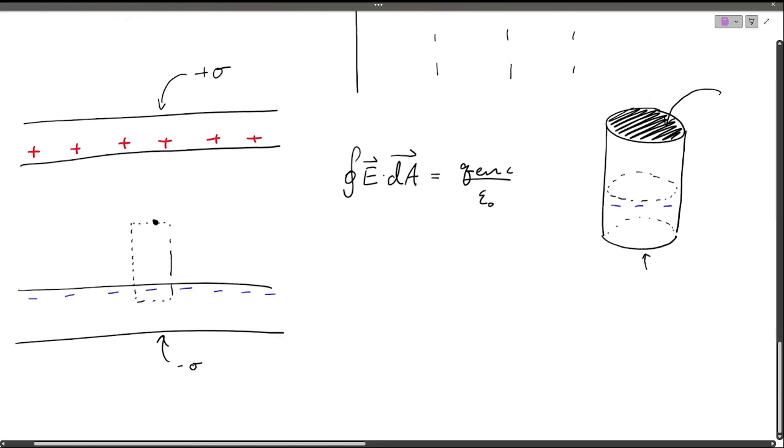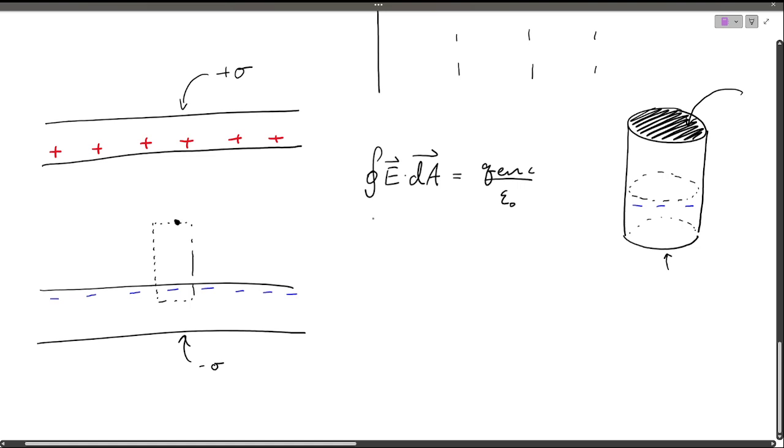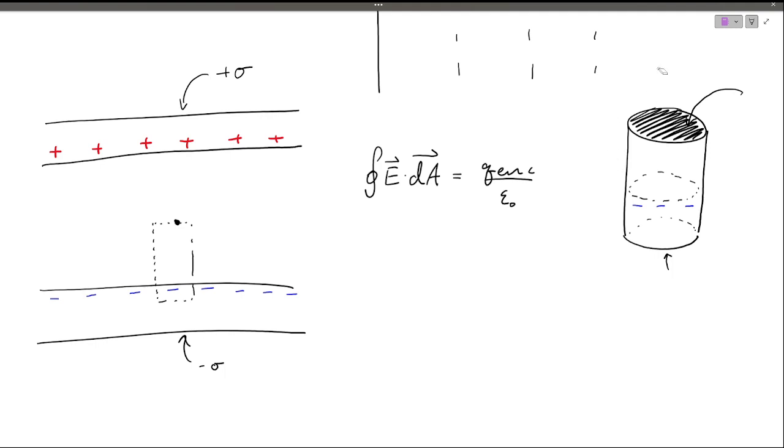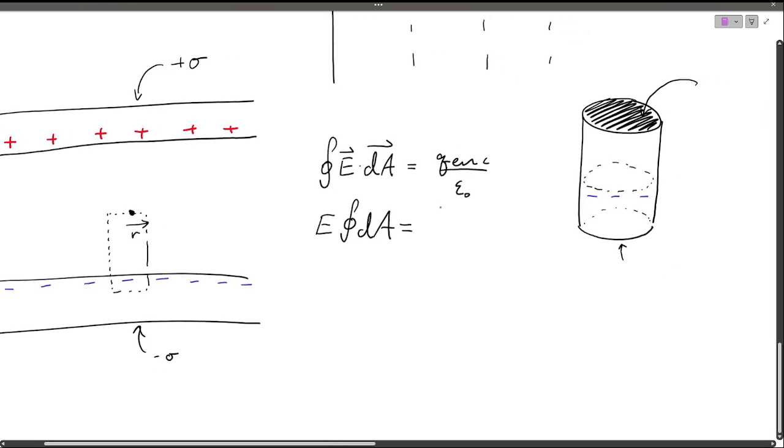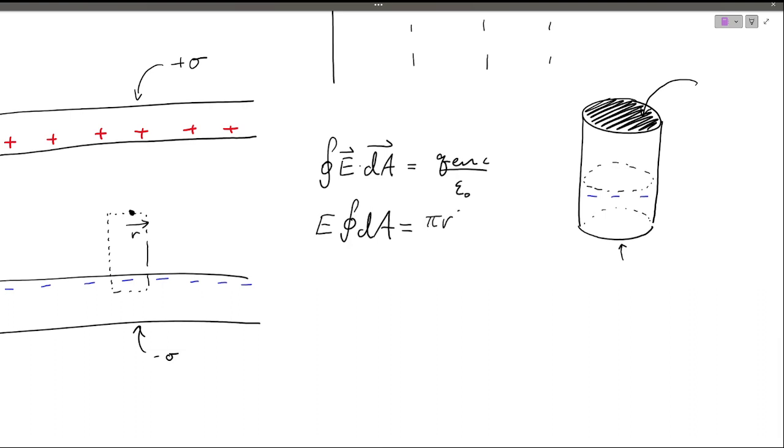So with that, we can simplify away the dot product and pull out the E, since we know the E field should also be pointing directly up or down, which is parallel to our dA. So we get E integral dA is equal to Q enclosed. We can write that in now. The Q enclosed, so first of all we have to define the radius of our cylinder to be R. So the Q enclosed is just pi r squared times the surface charge density. In this case it's actually negative sigma.